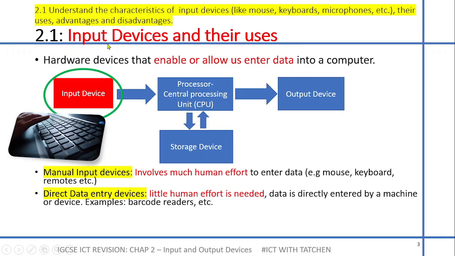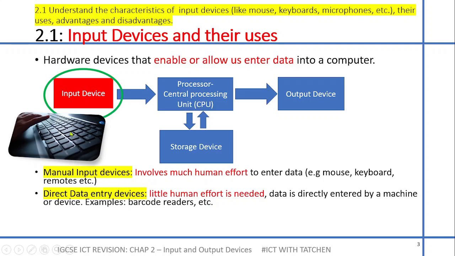Now, the first thing that we do here is to look at input devices and their uses. So simply, an input device is a hardware device. It enables you or allows you to enter data into a computer. This is like a simple input device, like a keyboard. You enter data before the data is processed. After the processing by the CPU, the data is sent out using an output device, which we'll be looking at later on in this presentation. Or the data can also be processed and stored and later retrieved when needed.